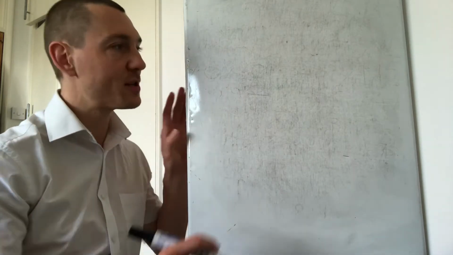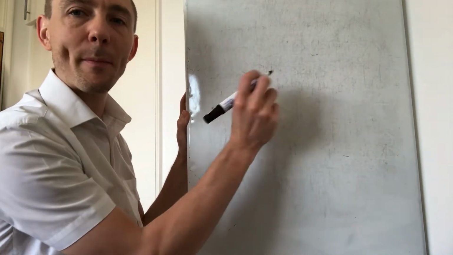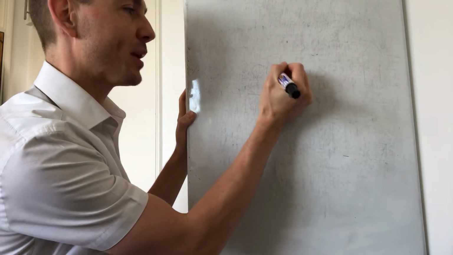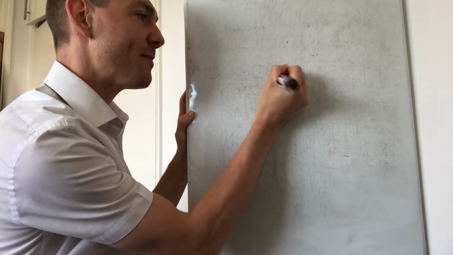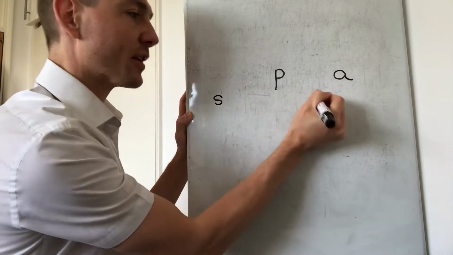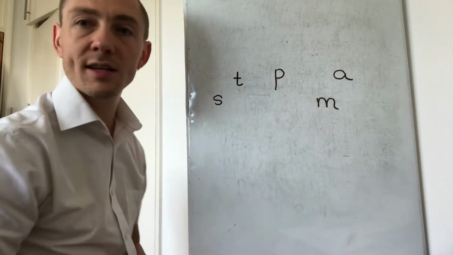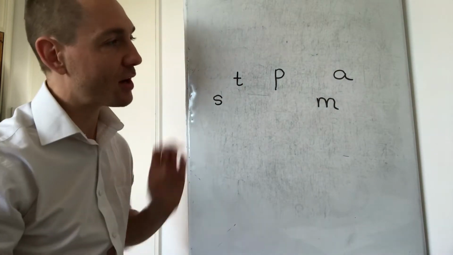So the first word I want you to build and look for that t sound is stamp. Stamp. And the sounds that we need for stamp are here. So can you say the sounds and write the word stamp? Over to you.